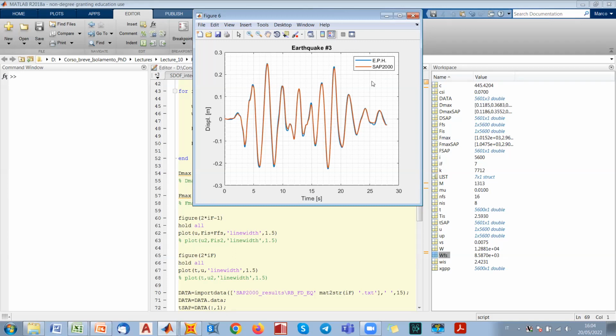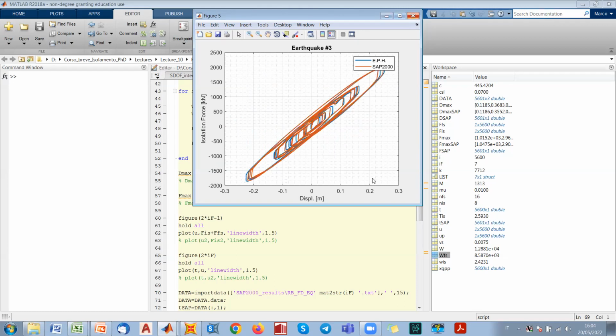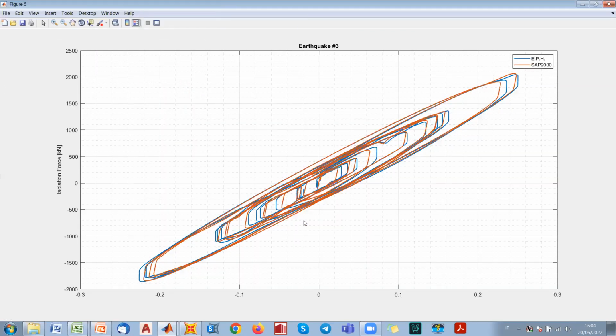What I want to highlight is that SAP2000 is a 3D finite element model of the whole structure, and the first one, what we computed yesterday within MATLAB, is just a bunch of dynamic equations of a single degree of freedom. But you see how the response is fairly captured. So this is one of the best aspects for isolated structures, because with very simple models, you can get a good estimation of the overall response. And for different earthquakes, you see how also the hysteresis is well captured.